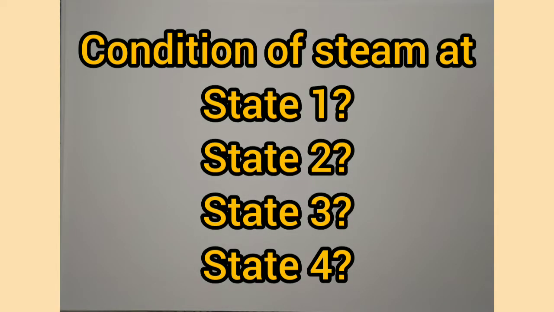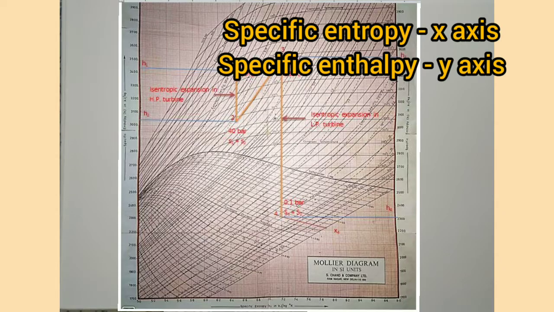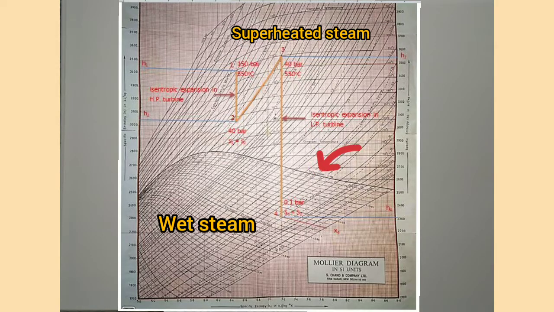Before drawing TS and HS diagrams, we have to find the condition of steam at state 1, 2, 3 and 4. Okay, we can use Mollier chart for that. This is the Mollier diagram I am using. In this chart, specific entropy is on x-axis and specific enthalpy on y-axis. This is the saturated vapor line. Below the saturated vapor line, the condition of steam is wet, and above the saturated line, steam is superheated.